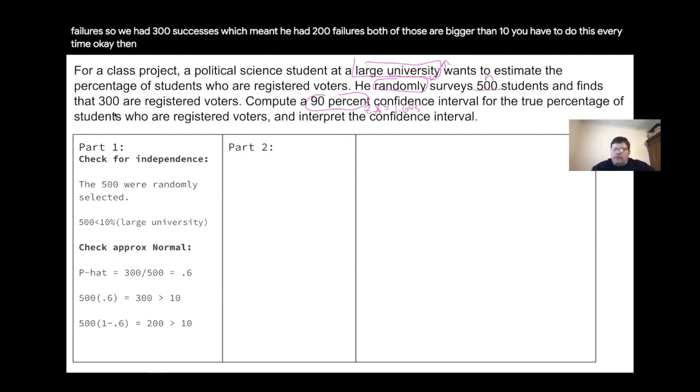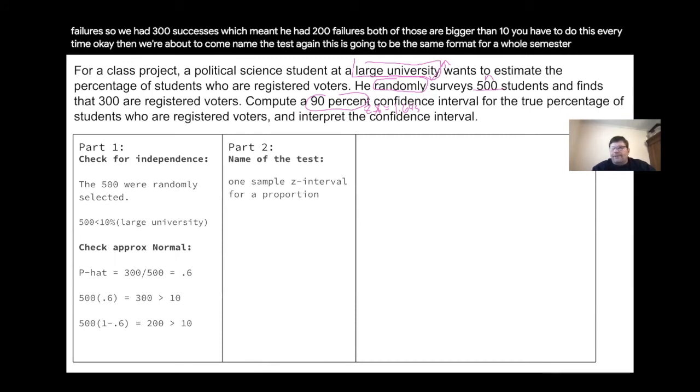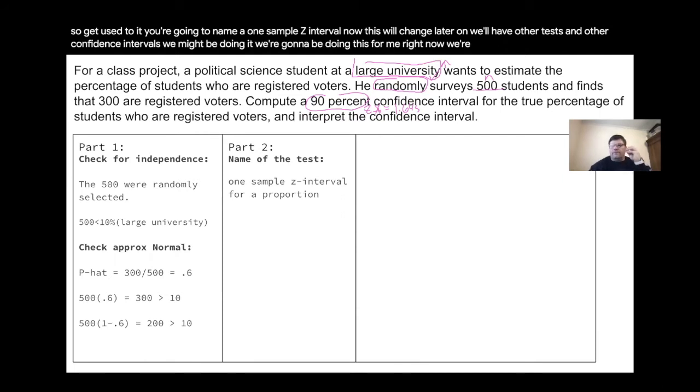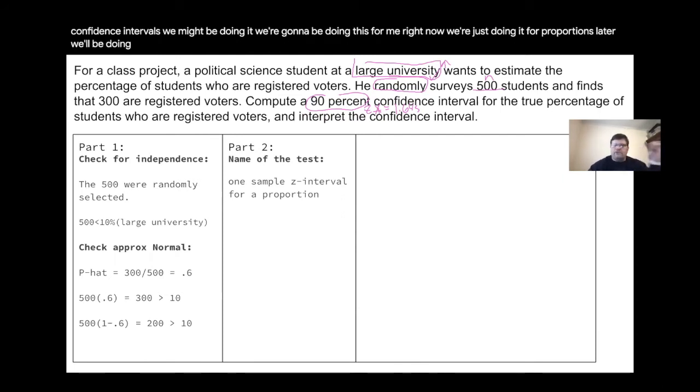Then we're about to name the test. Again, this is going to be the same format for a whole semester pretty much, so get used to it. You're going to name a one sample Z interval. Now this will change. Later on we'll have other tests and other confidence intervals. Right now we're just doing it for proportions. Later we'll be doing it for means. So we're going to do a one sample Z interval for a proportion.